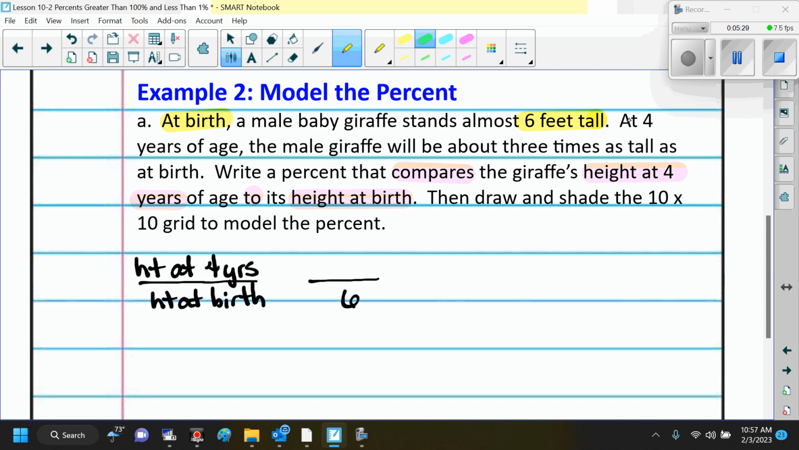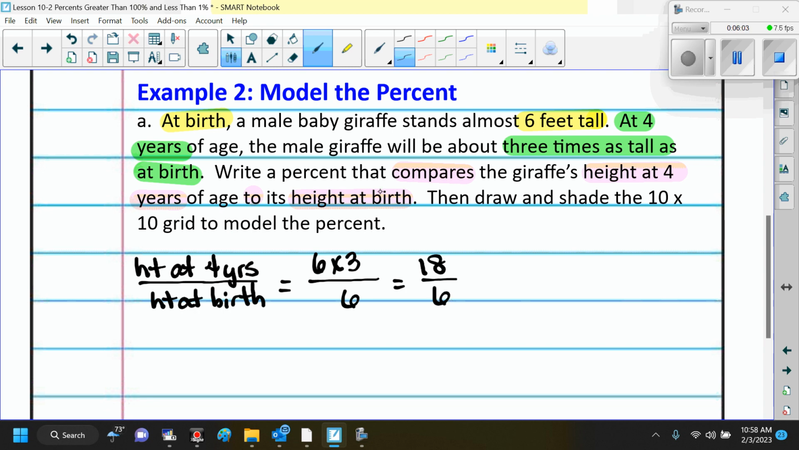And then it says, at 4 years of age, the male giraffe will be about 3 times as tall as at birth. So 3 times as tall, what's my operation? Multiplication, and I'm multiplying times 3, right? So we're multiplying birth, so that's 6 times 3. Is everybody clear how we got that? So if I simplify that, that's going to give me 18 to 6.